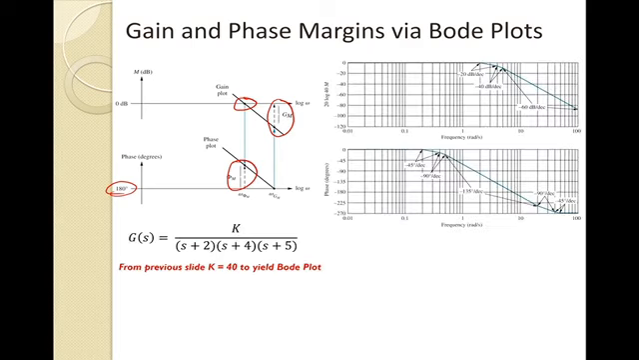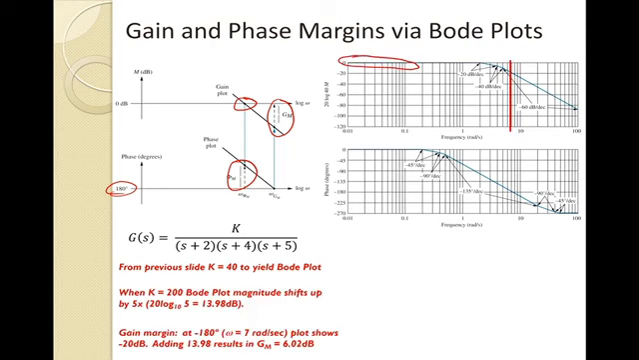So here are the Bode plots from the previous slide, again with K equals 40, because we start at 0 dB as shown there. So that's basically a repeat from the last slide. Now let's say we needed K less than 4,000 for stability. Let's just say we have a gain of 5x, so a gain of 200. That would shift the Bode plot up by 5x, or a total of just under 14 dB.